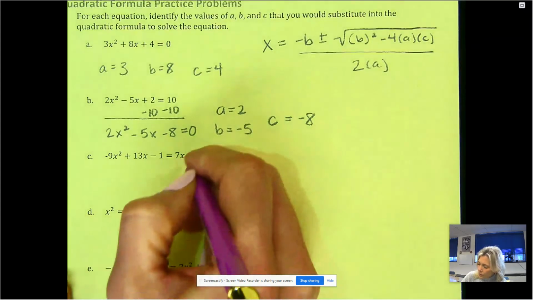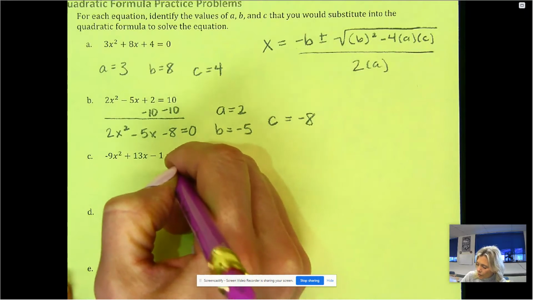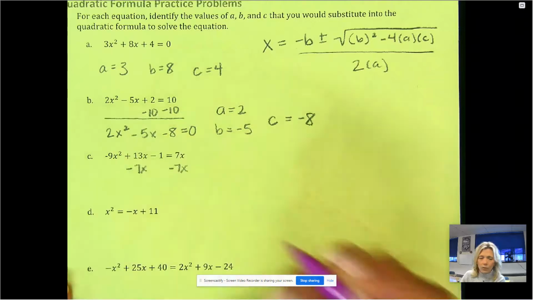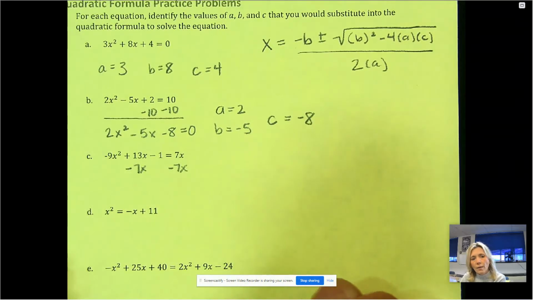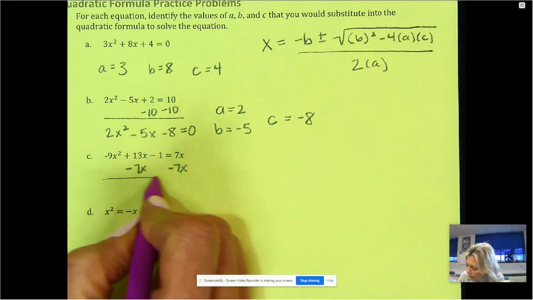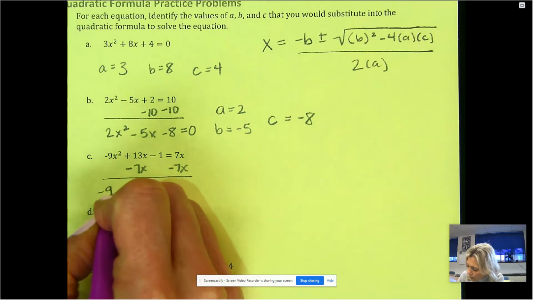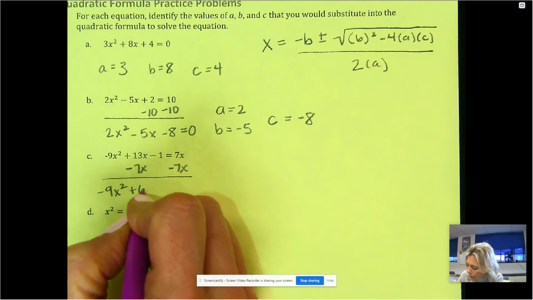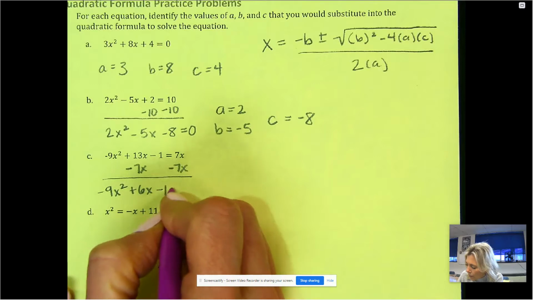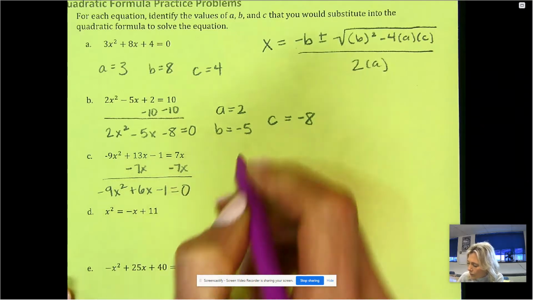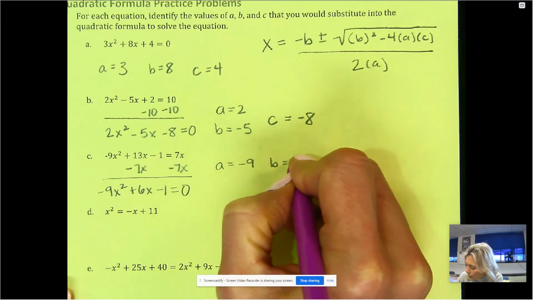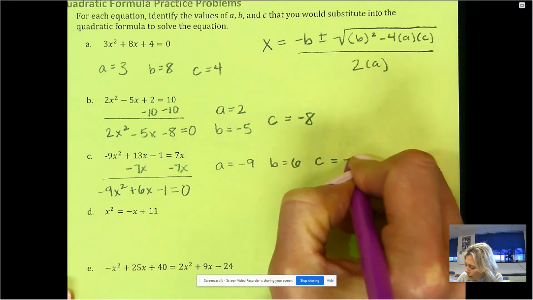On C, there's a 7x over here, so we would start by subtracting the 7x. It's going to go under its like term on the left side, so that means it'll go under the 13x. And so we have negative 9x squared. 13x minus 7x is 6x. And then minus 1 equals 0. A is negative 9. B is 6. C is negative 1.